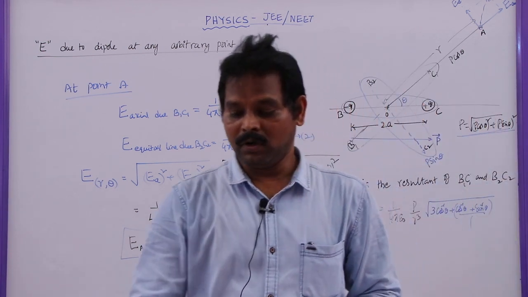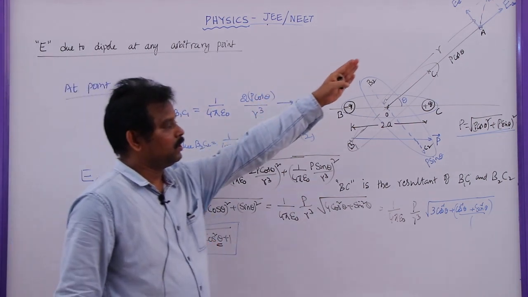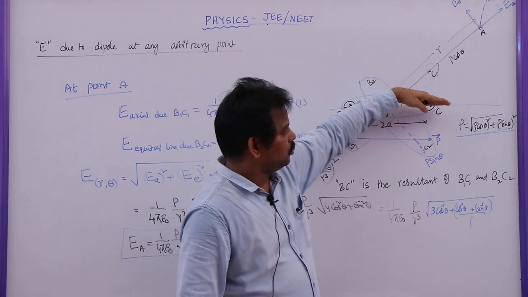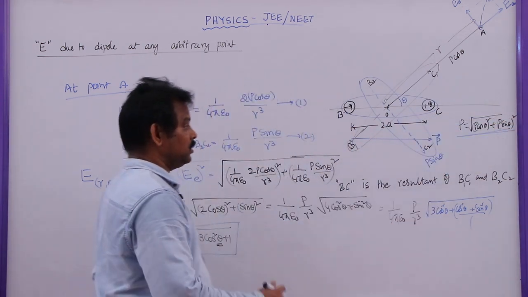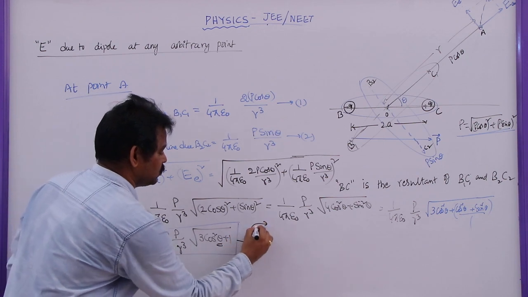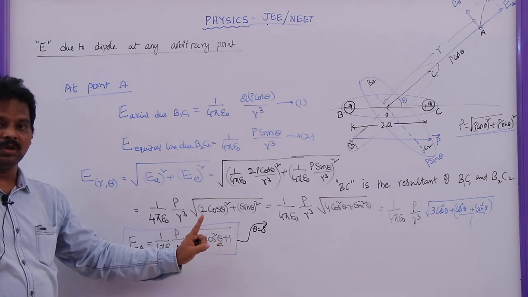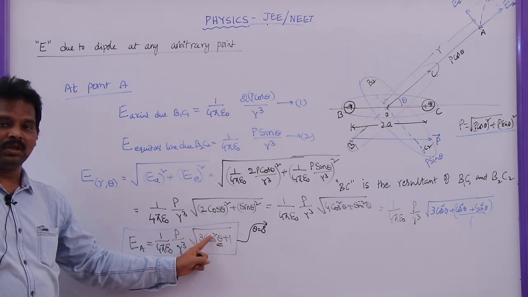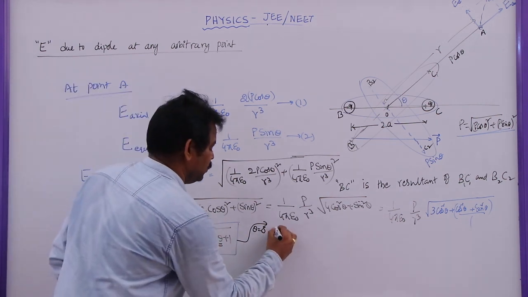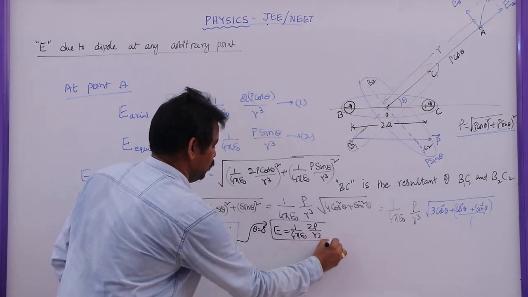But here, if theta is equal to 0, that means point A is on the axial line of this BC dipole, so you will get a point somewhere here. That is nothing but the axial line of the original dipole. So if theta is equal to 0, you will get 3 cos square 0, and cos square 0 is 1. So 3 into 1 is 3, plus 1 is 4. Root 4 will become 2. So we will get E is equal to 1 by 4 pi epsilon naught 2p by r cube.